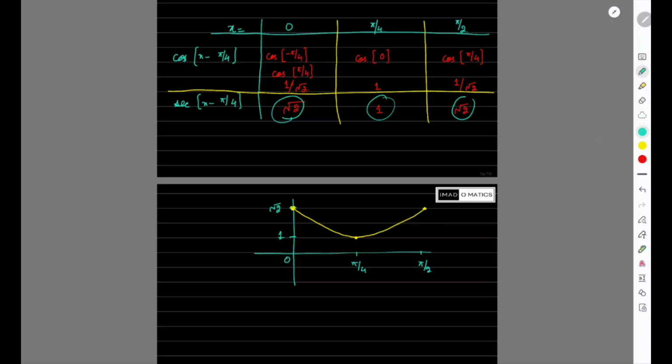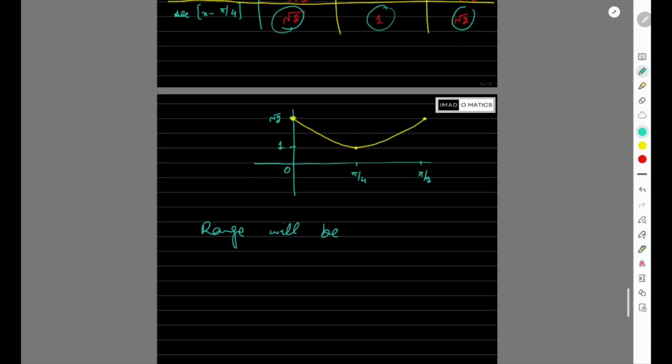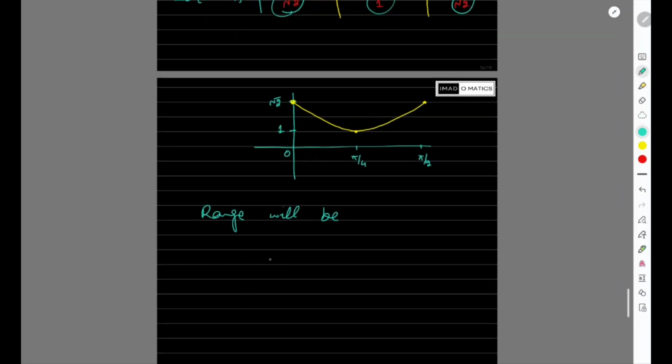So it is clear that in the range, the minimum value is 1 and the maximum value is under root 2. So the range lies between 1 and under root 2.